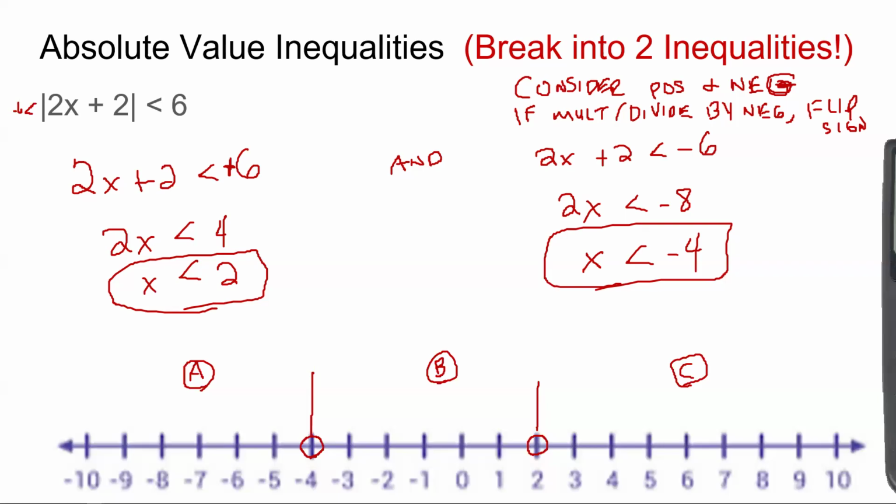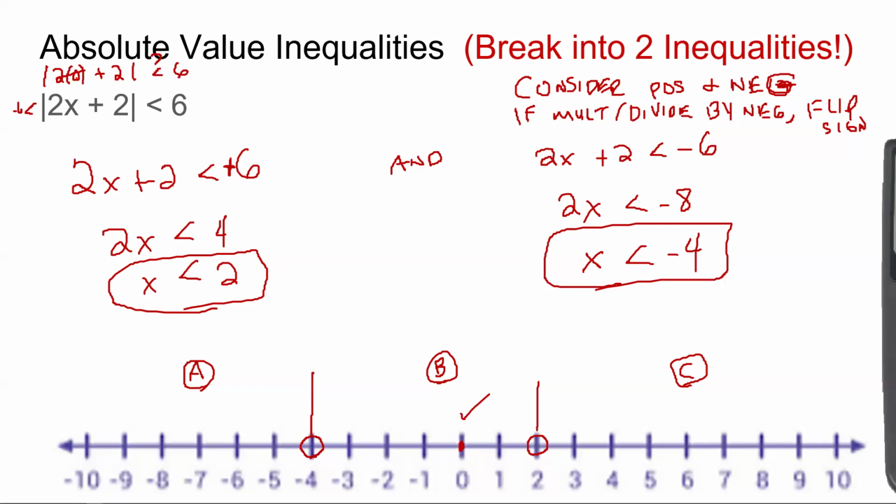Let's pick a number, like right here is 0, for example, right? What happens if I put 0 in right here? I'd have the absolute value of 2 times 0 plus 2. And is that really less than 6? 2 times 0 would be 0. There's 2. The absolute value of 2 is 2. 2 is less than 6. So 0 should be on the thing.